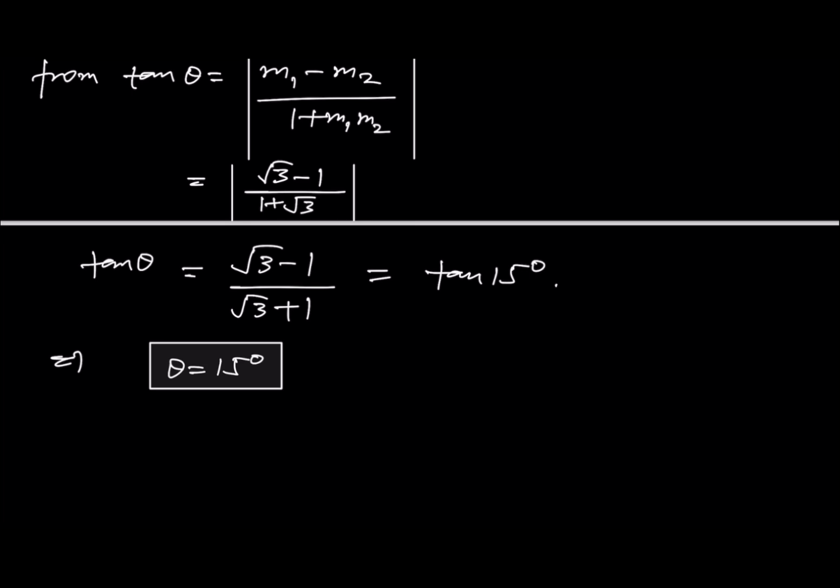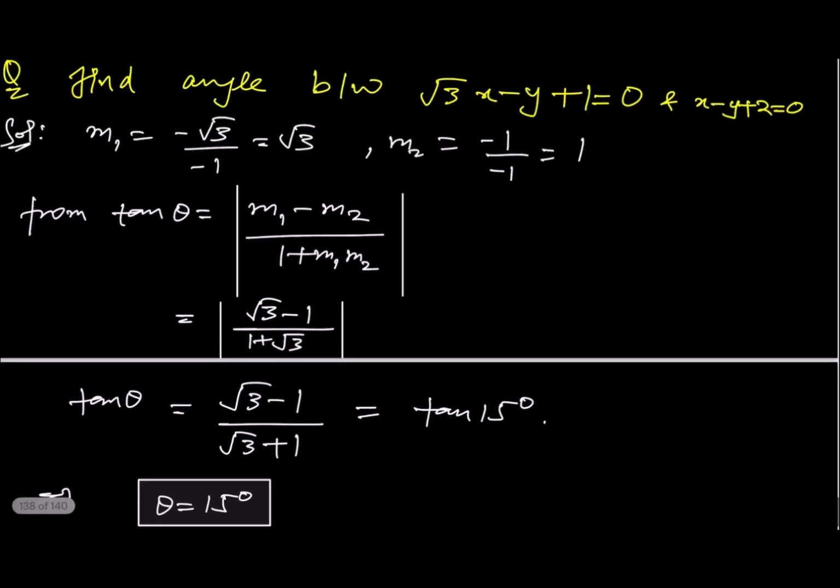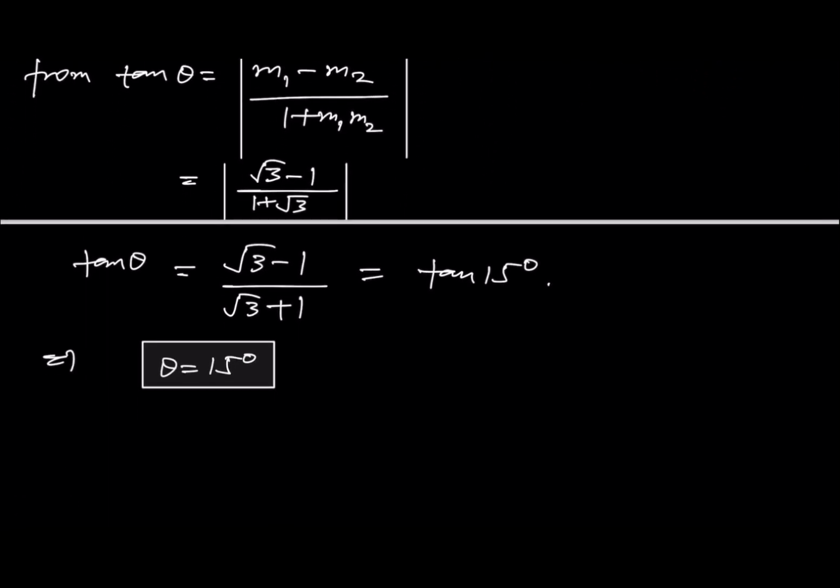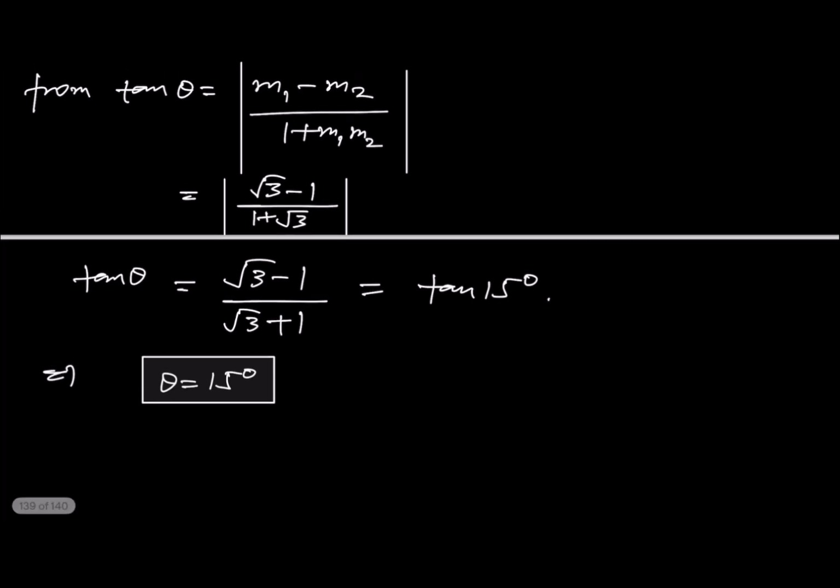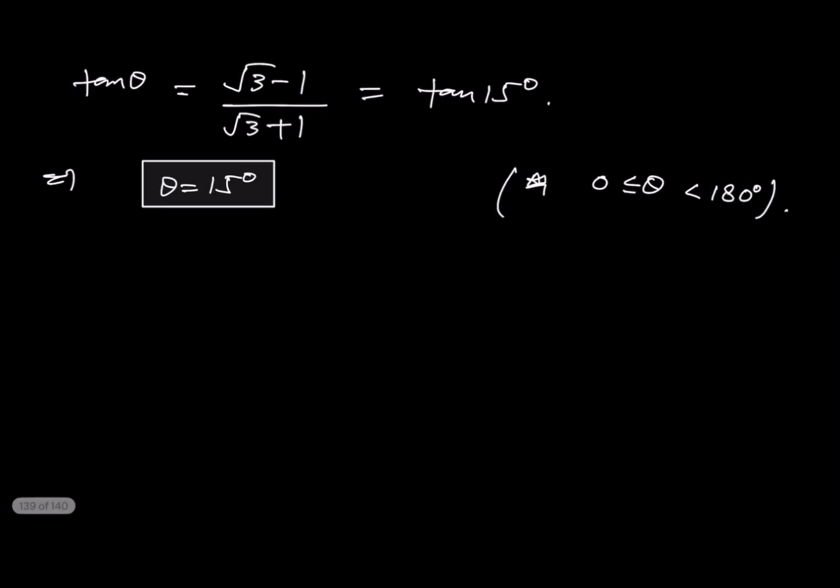Or someone can say, sir, theta can be 180 plus 15, which is 195, but you know very well that angle between two lines lies between 0 and 180 degree open. Okay, so here let's mention this, theta lies between 0 closed and 180 open. Okay, yeah, so let's move to the next question.